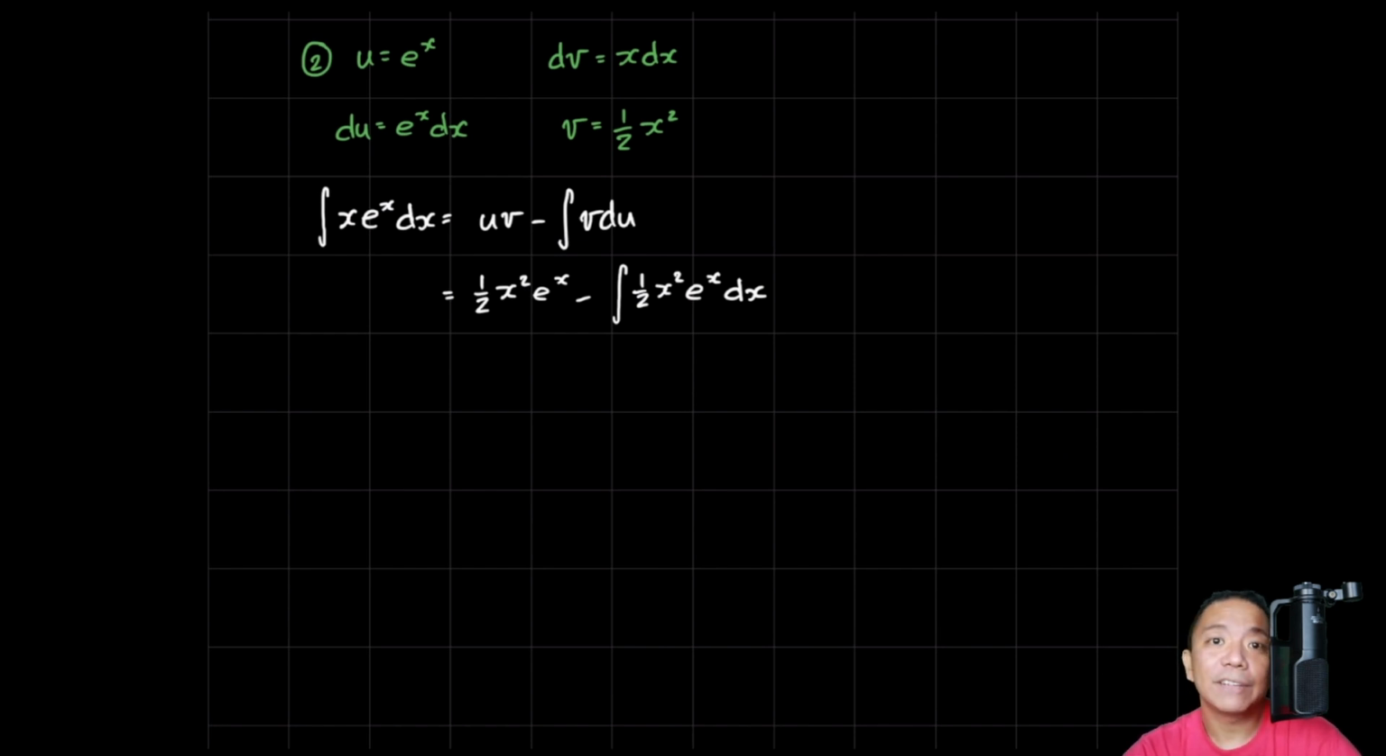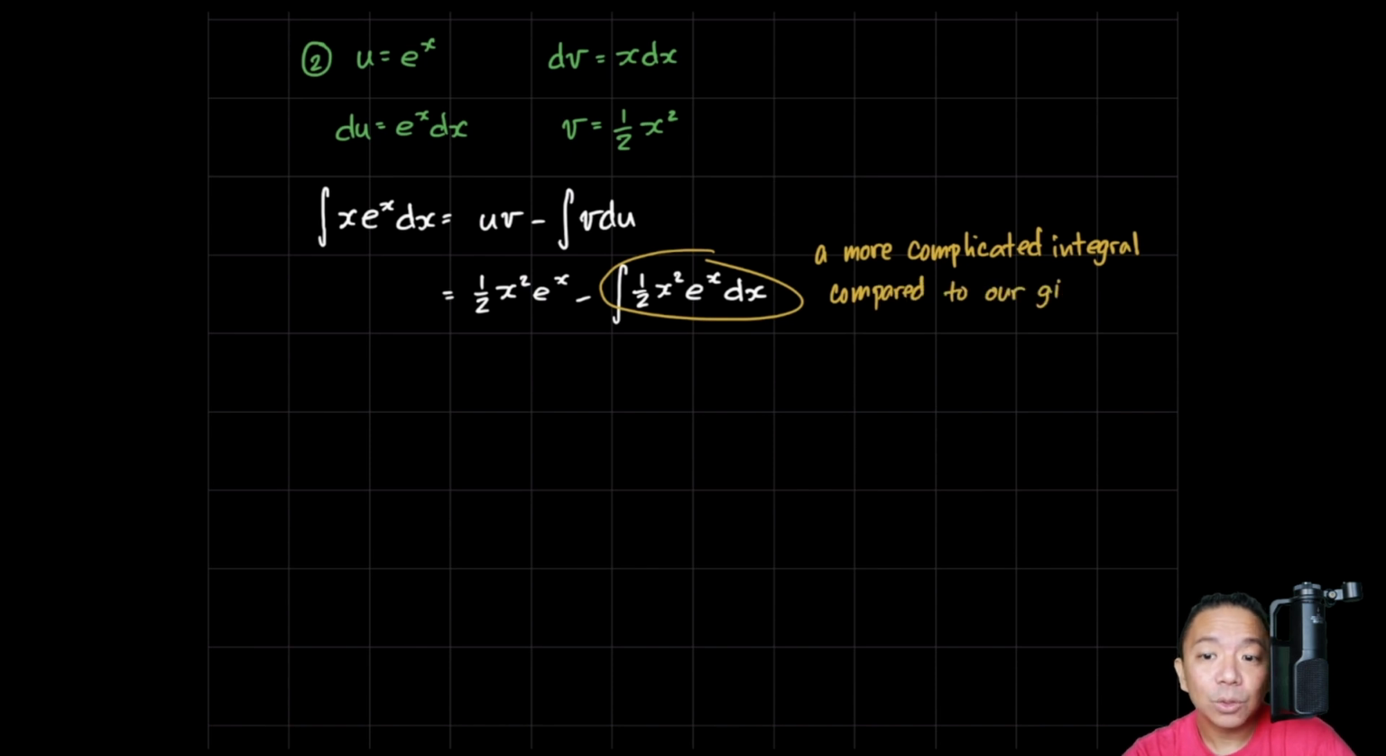Ano ba yung objective natin? Gusto natin na yung lalabas na integral of v du after nating i-apply yung formula ay mas madaling i-integrate kaysa dun sa given natin sa integral of u dv. Taking a look at the new integral, yung exponent ng x tumaas pa. So in fact, this is a more difficult or a more complicated integral compared dun sa given natin. This means that it might not have been a good choice of u. Kasi hindi tayo pumupunta sa mas simple.